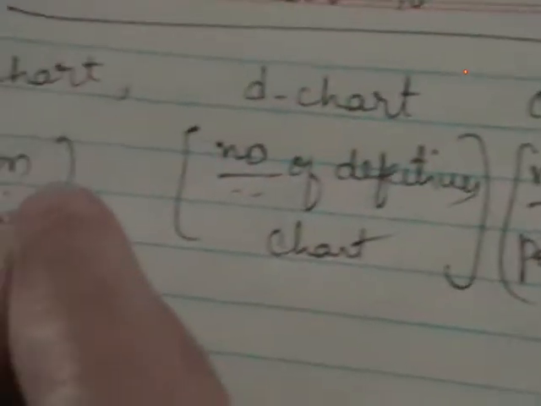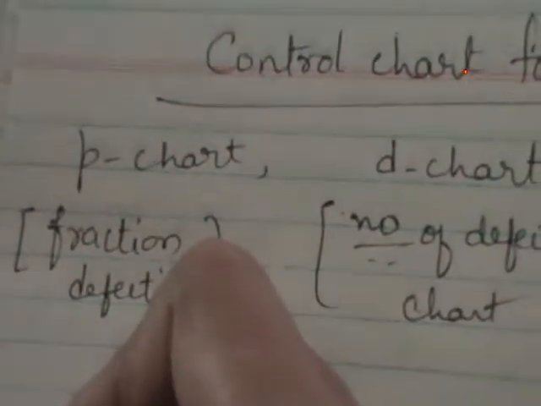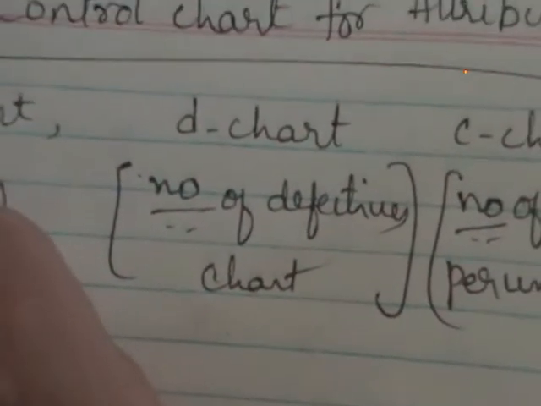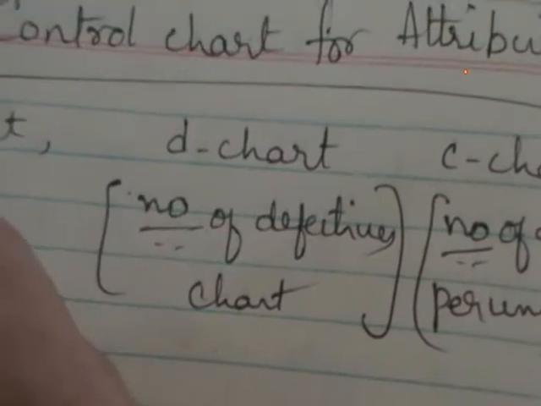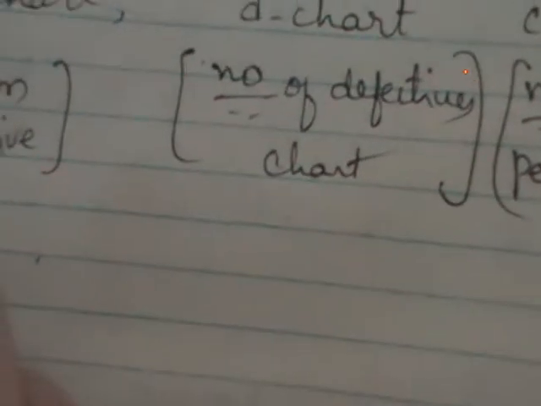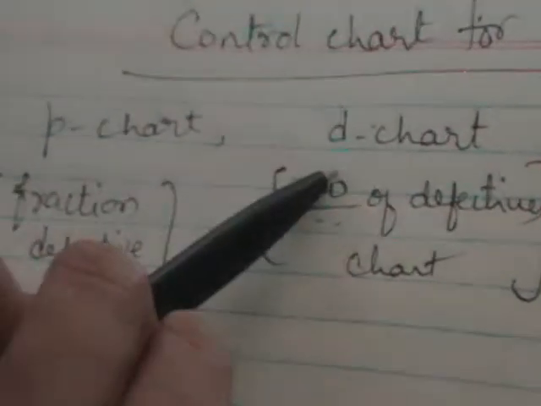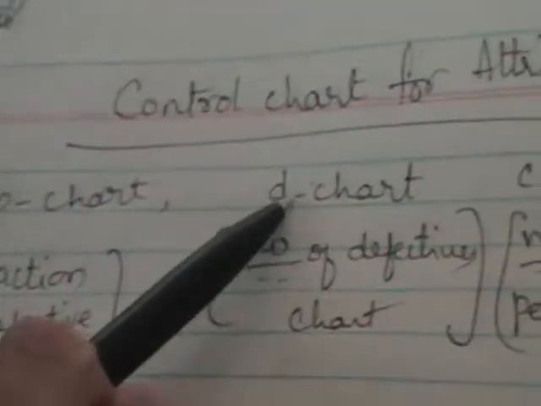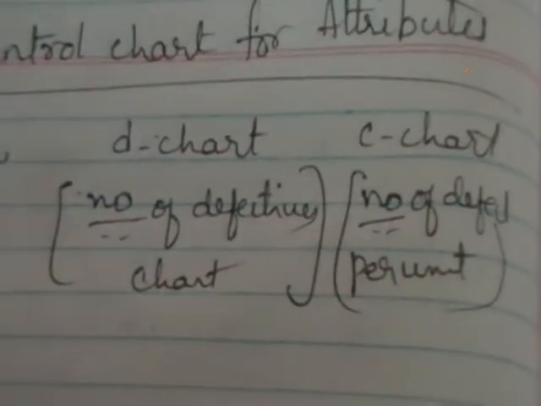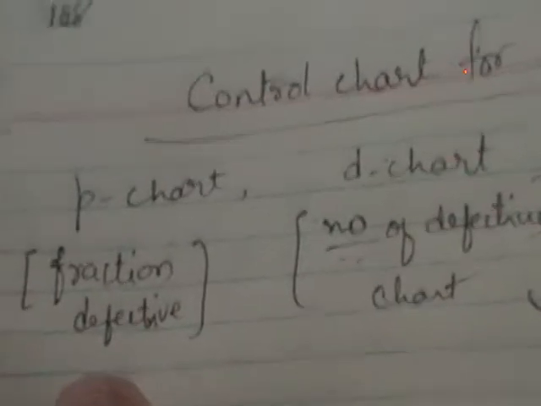Under control charts for variables, we have read X bar chart, R chart and sigma chart, the standard deviation chart. Those come under control charts for variables. These are control charts for attributes, the qualitative ones: P chart, D chart, C chart. P chart is nothing but fraction defective chart. D chart is also called number of defectives chart. C chart is called number of defectives per unit. Now let us discuss the first one, P chart.